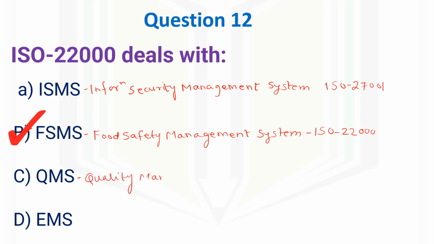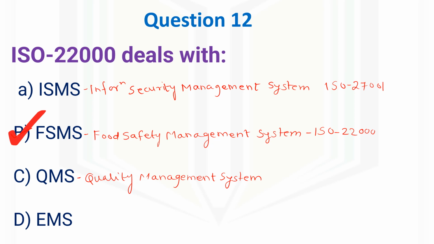The third one is the QMS, that is quality management system. It is a system that documents the processes and procedures and responsibilities for achieving the quality to ensure the product and services are in compliance with the customers as well as regulatory requirements. So it includes the quality planning, quality control, quality assurance, and quality improvement.